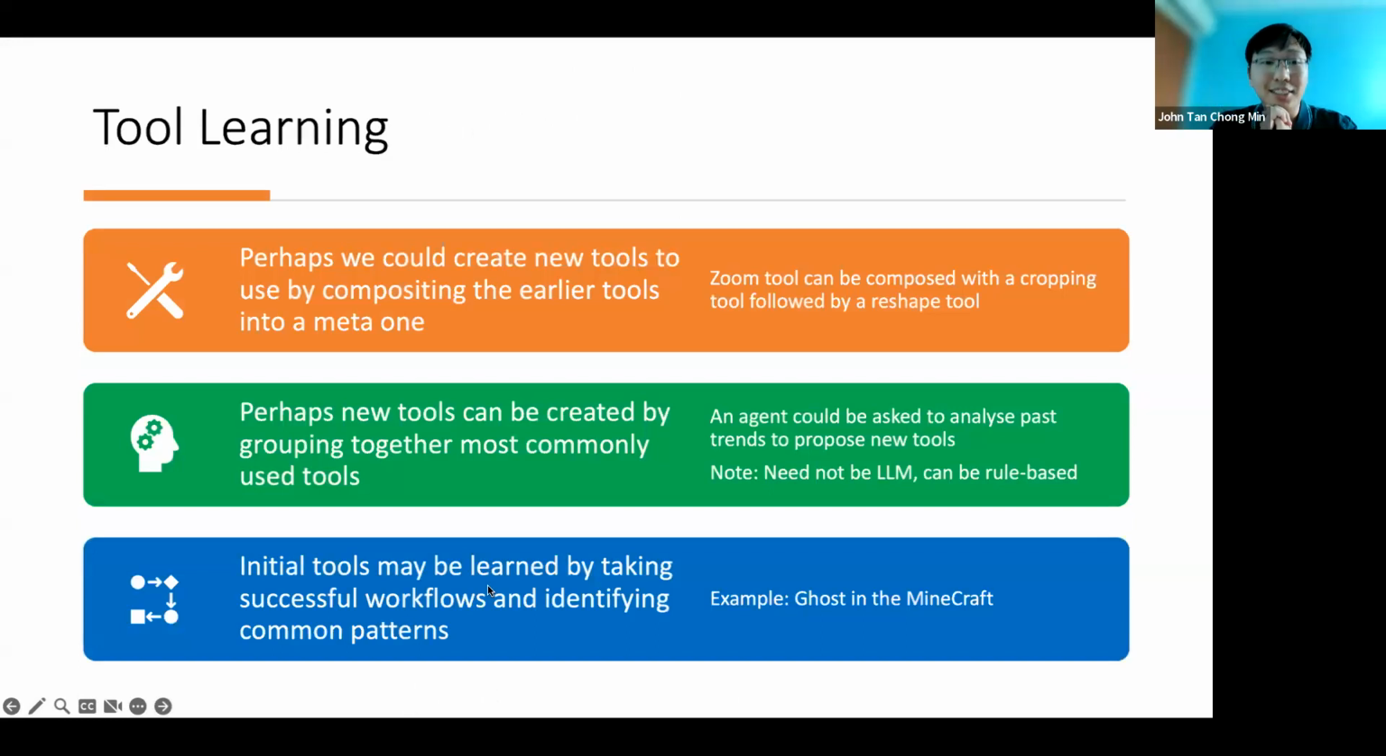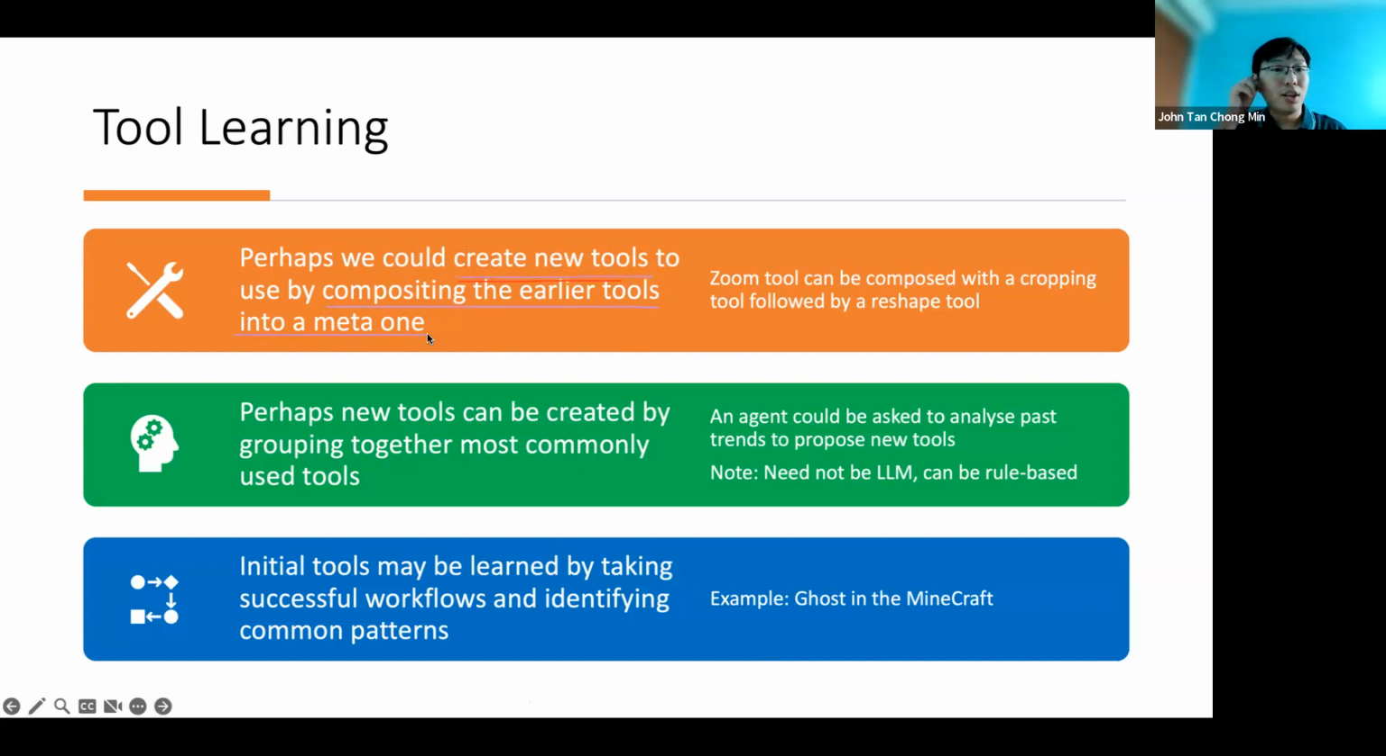Okay, tool learning. Okay, this is something very interesting. This excites me a lot because it makes me think about how humans learn as well. Like you saw earlier that stuff like Voyager, they compose new tools. They create new tools. Okay, I use a different color. They create new tools by composing the earlier tools into a bigger tool.